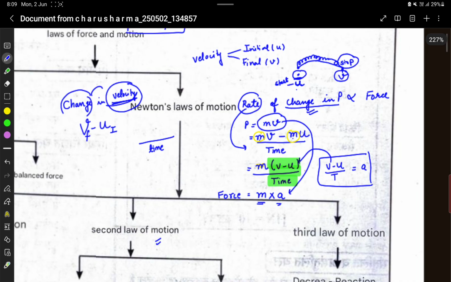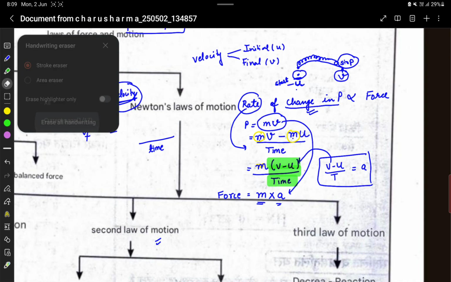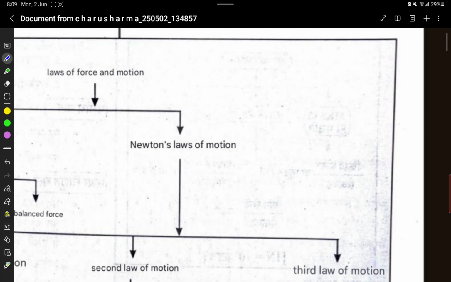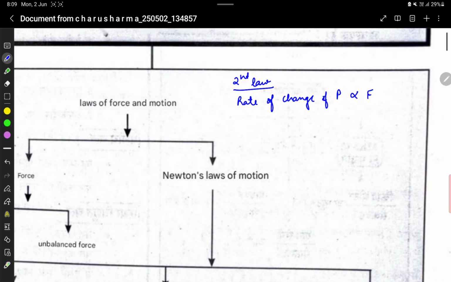I hope that much is understood by you, but if not, then I would like to explain the things again. Okay, but this time I'll be a little bit fast. I'm not going to explain everything in detail. The second law says the rate of change of momentum is directly proportional to force. In the second law, we have to derive the formula of force from the momentum.